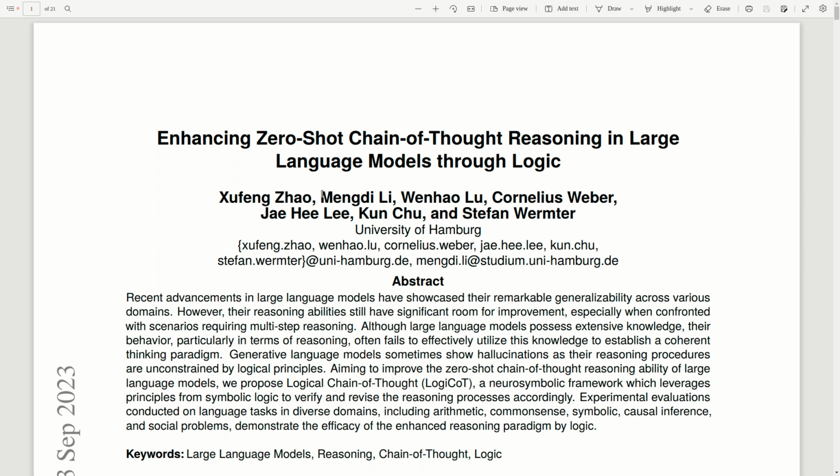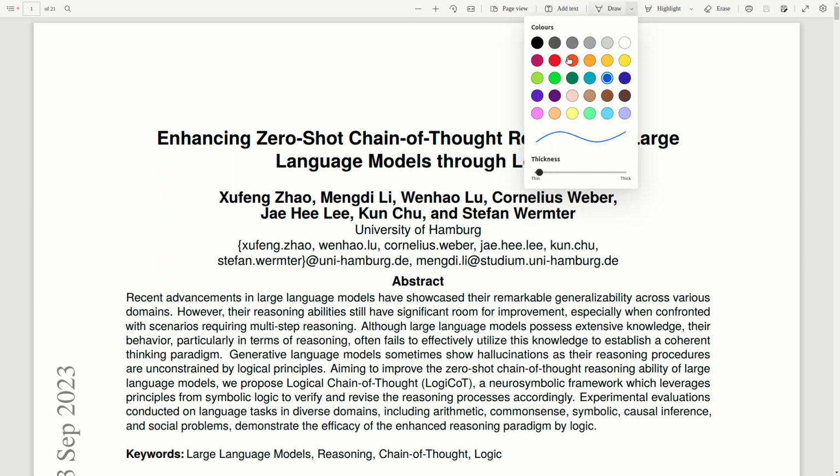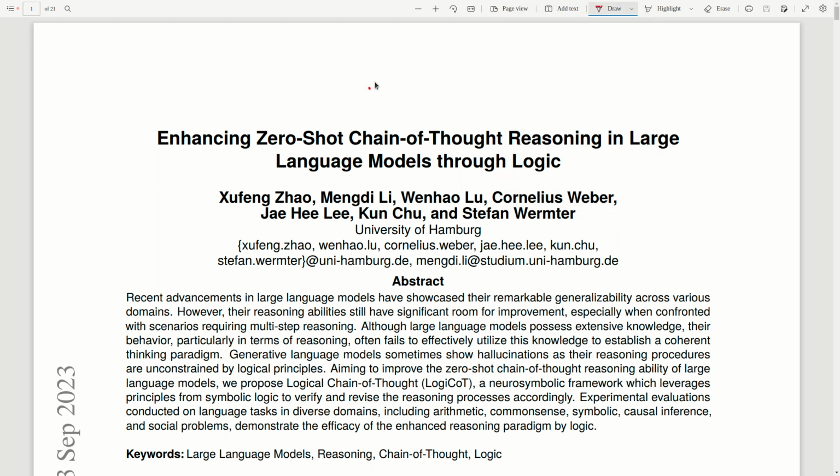They also use additional elements like quantifiers, for example, there exists and for all. These quantifiers are available in first order logic. So what exactly is logical chain of thoughts? The idea is to improve the reasoning ability of the language model, particularly in scenarios requiring multi-step reasoning, by utilizing their extensive knowledge and establishing a coherent thinking paradigm.